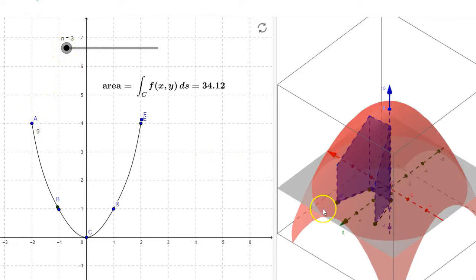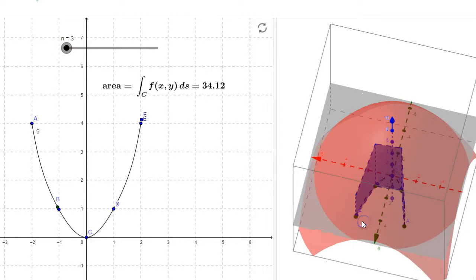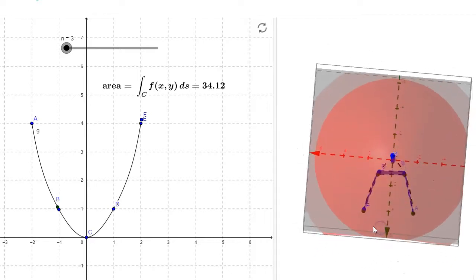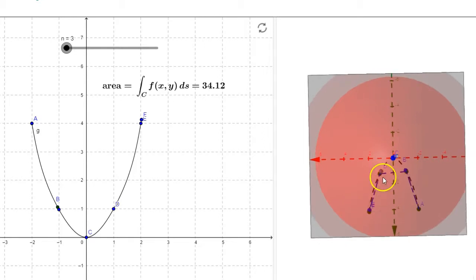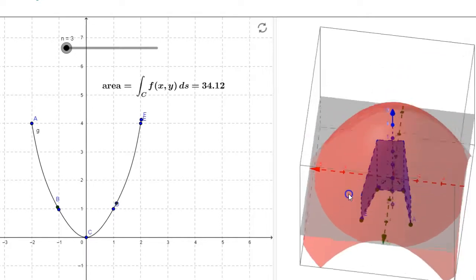So if I'm using 3, I take 3 steps. So 1, 2, 3. All right, along that path. But again, the change in s, the arc length, is the same between these. So from here to here along that parabolic path is the same, and then from here to here. And you can see that my approximation of my area has changed.